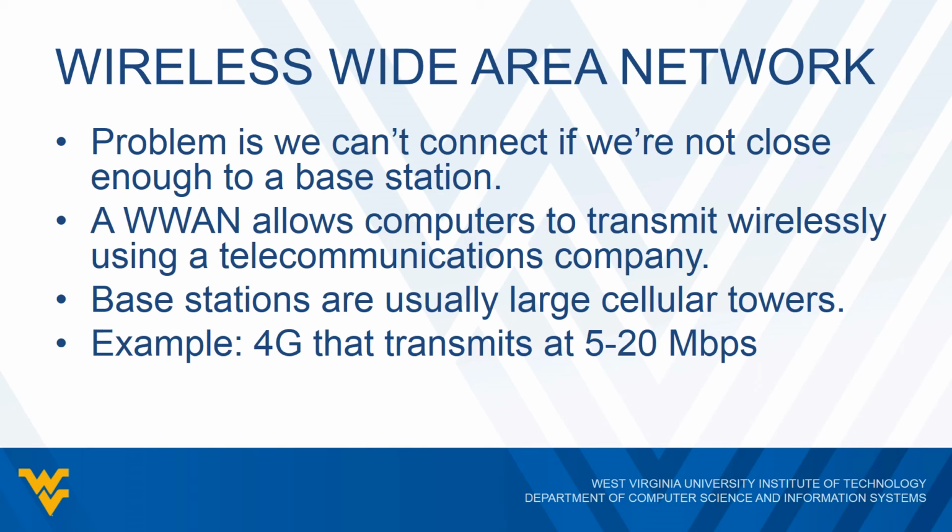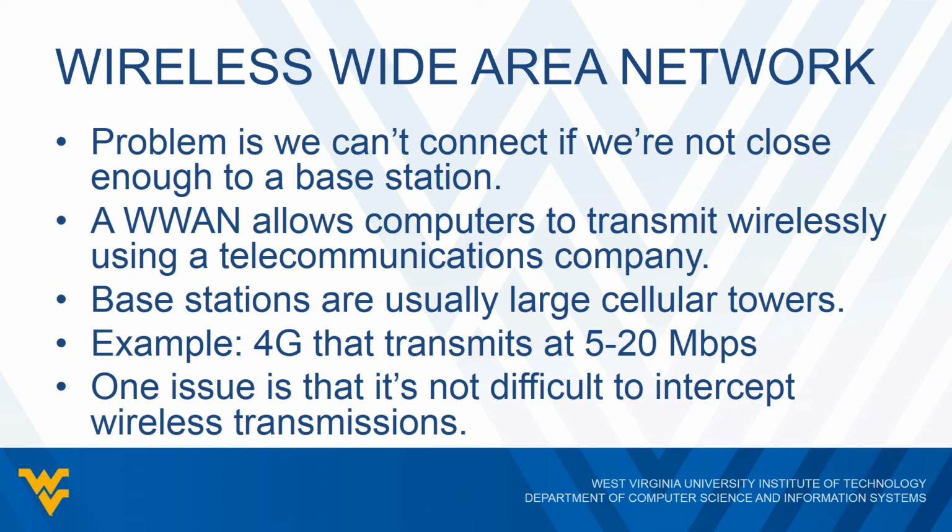Now, there are some issues with it. You have to make sure that you're in line of sight of the signal. How many times have you been on a call with someone and then your signal dropped, or your call dropped, because you didn't have a signal? So you do have those limitations, and also it's not that difficult to intercept wireless transmissions. They're not as secure as normal network transmissions. So you have to be very careful with what kind of data you actually send over the wireless network.